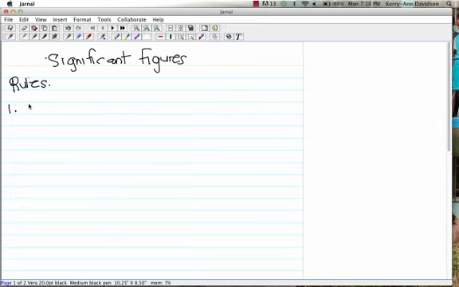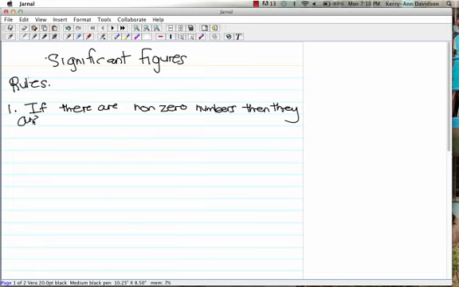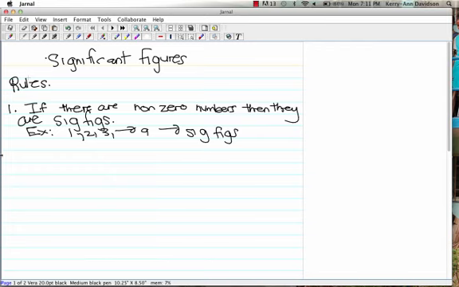The first rule states that if there are non-zero numbers, then they are significant. And I'm going to abbreviate that word as Sig Figs, too long, okay? What do I mean by that? Example, if I have 1, 2, 3, anything all the way up to 9, they're Sig Figs. They're good, okay? So you count them as Sig Figs.